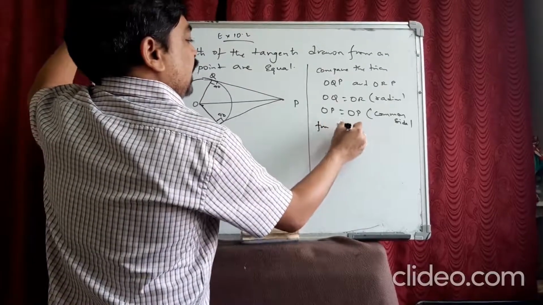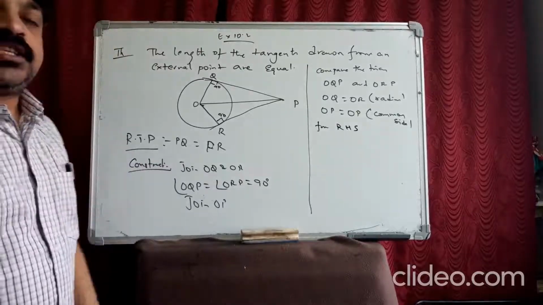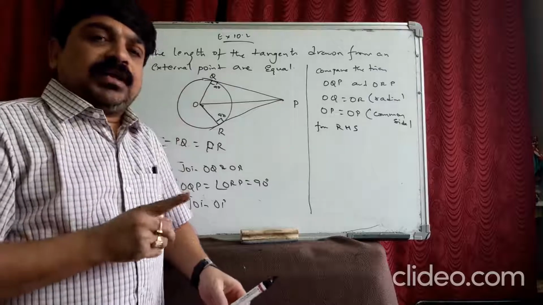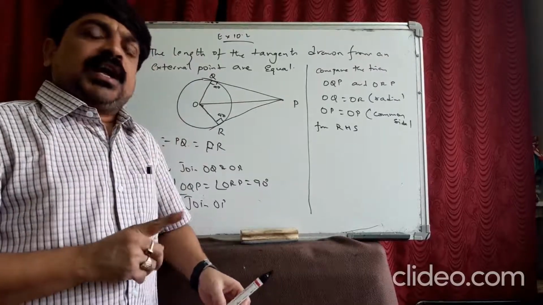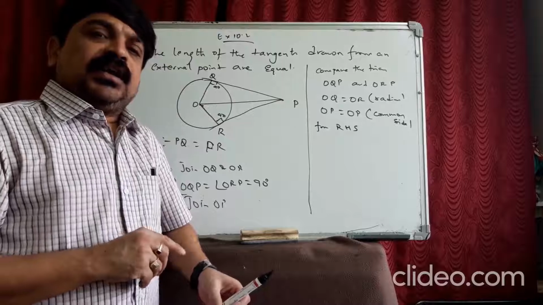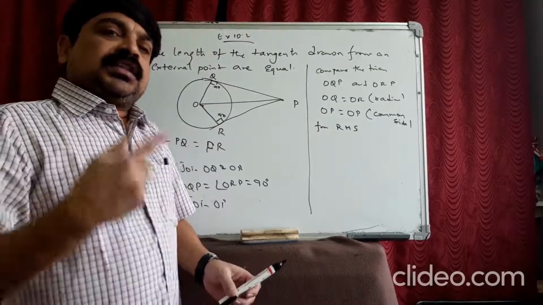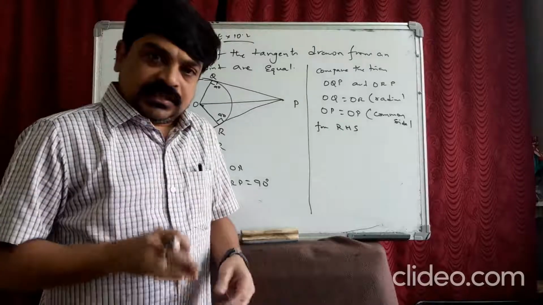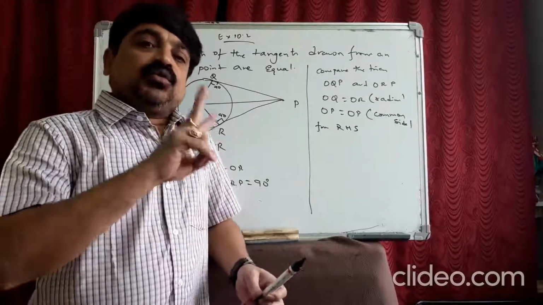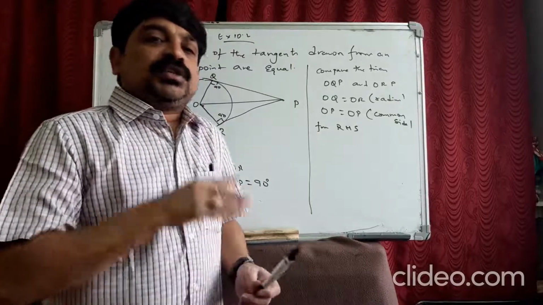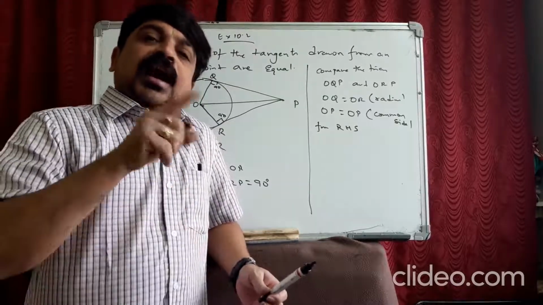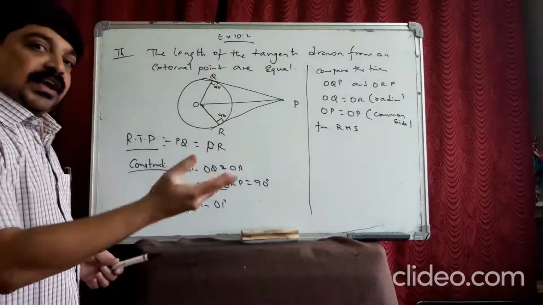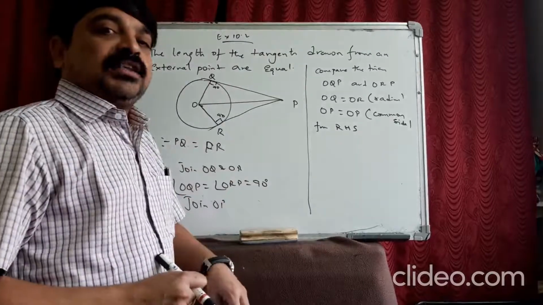From RHS, you know the RHS property of a triangle, I'll remind you. The RHS property says that if in two right angle triangles, the hypotenuse and one side of one right angle triangle are equal to the hypotenuse and the corresponding side of the other triangle, then the two triangles are congruent.